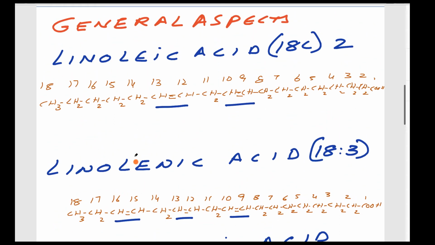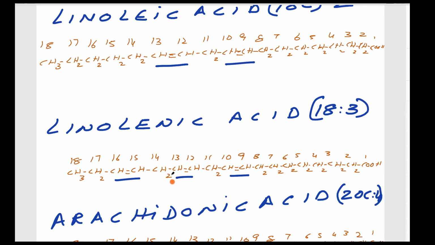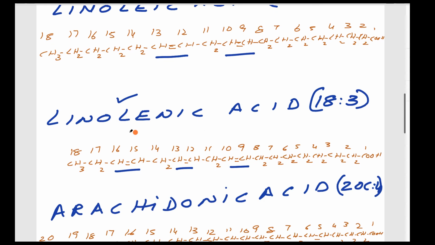So these are basically essential fatty acids. From linolenic acid, arachidonic acid can be synthesized. Arachidonic acid has 20 carbons and 4 double bonds, between 5 and 6, 8 and 9, 11 and 12, and then 14 and 15. When you talk about essential fatty acids, as I said, linoleic acid and linolenic acid are essential, and arachidonic acid can be synthesized from linolenic acid.